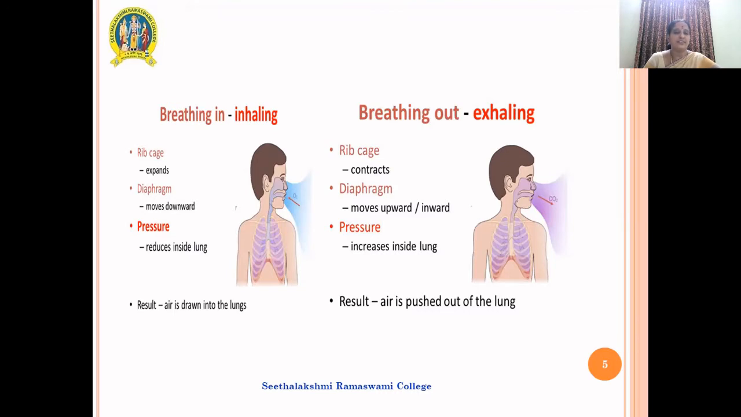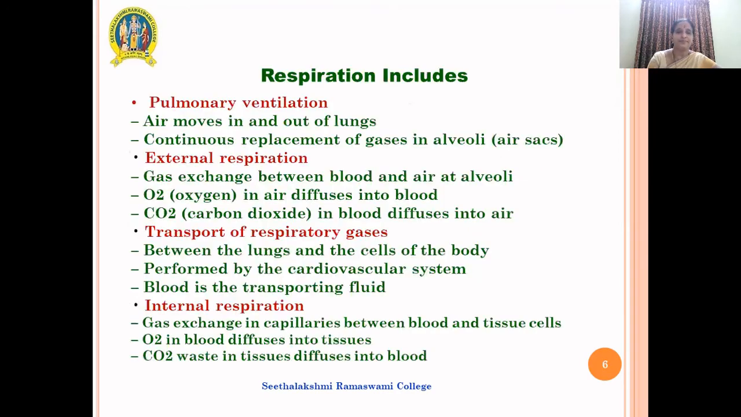In the first phase, the breathing in process, the fresh oxygen-rich air gets into the system, while in the second phase, the breathing out or exhalation process, the polluted air, in other words the air which contains more carbon dioxide collected from the tissues, is pushed out of the lung to the environment.